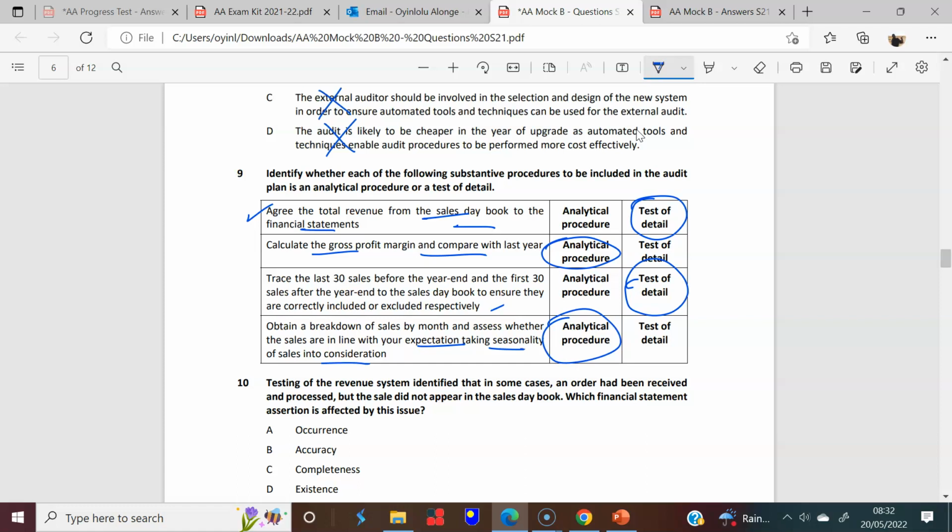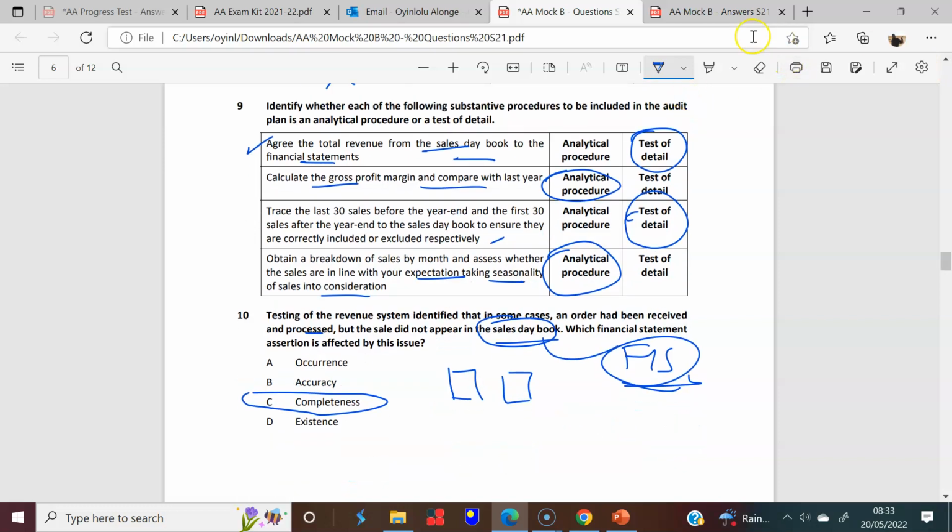Here it says you have an order that's been received and processed, but is not on the sales daybook. So the pieces of paper lying out there. So definitely, by virtue of the sales daybook agreeing with financial statements, it means that not everything is on the financial statements. And so this is a classic case of completeness. Slightly unusual because sales is revenue, and we tend to test for overstatement, but we do also test for completeness. Okay, there we are. So that's 6 to 10.